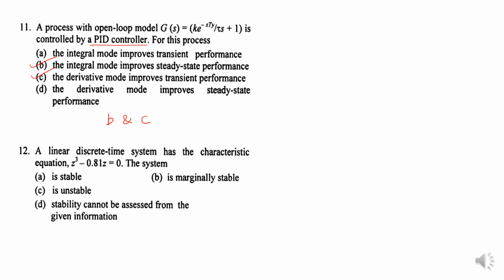Second, 12th problem. A linear discrete time system has a characteristic equation z cube minus 0.81 z equal to 0. We have to write the equation z cube minus 0.81 z equal to 0. Take z common, so z square minus 0.81 equal to 0. Z is 0 or z may be plus or minus 0.9.